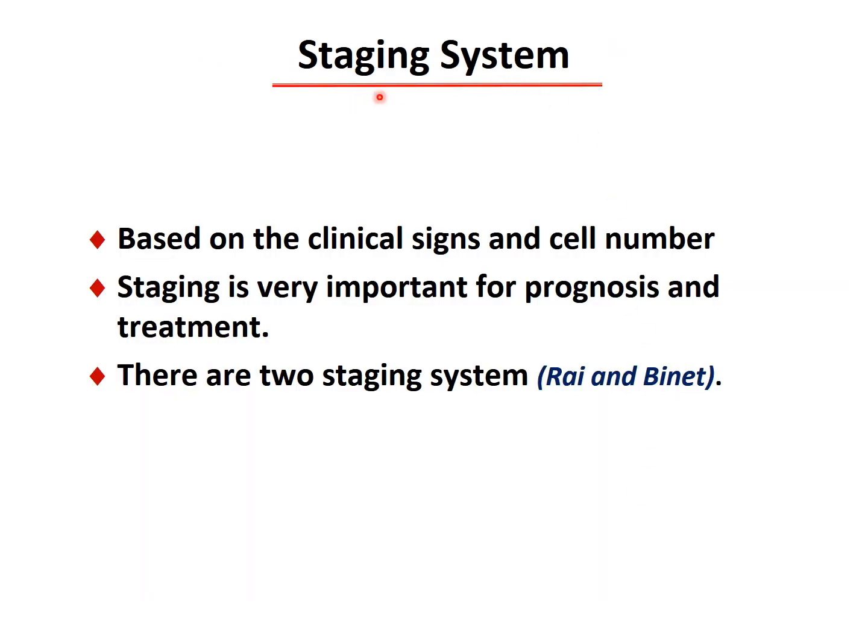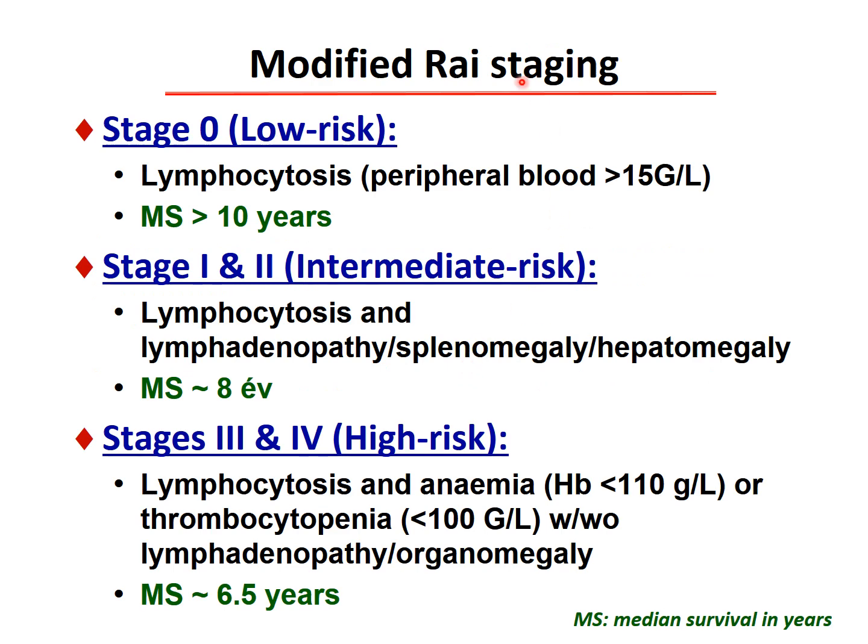The staging system is going to help us again to figure out the treatment or to have some kind of sign for prognosis. There are two staging systems, the Rai and the Binet staging system. We do have an international staging system that's a modified Rai staging system. Relatively, this modified system only gives you a prognostic, a survival feature, so they can tell the patient how long they are going to live.